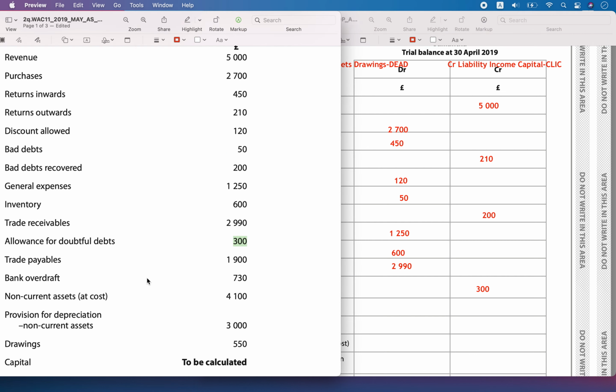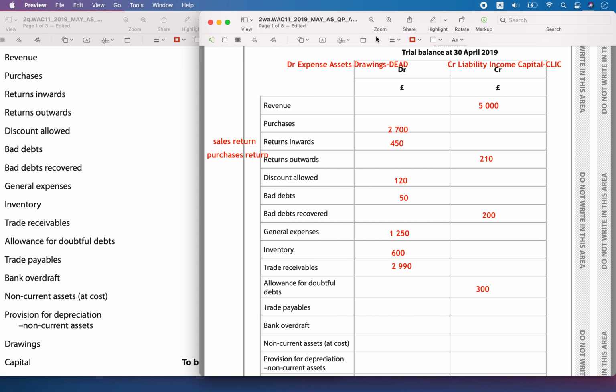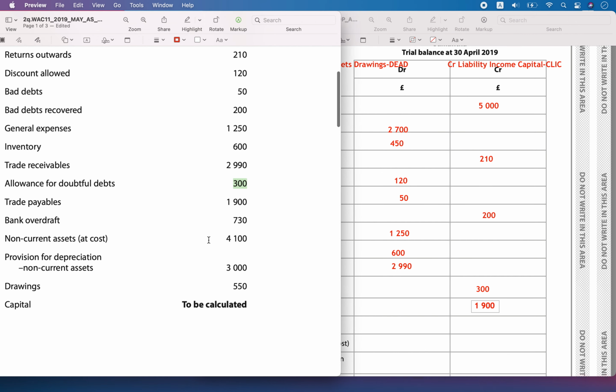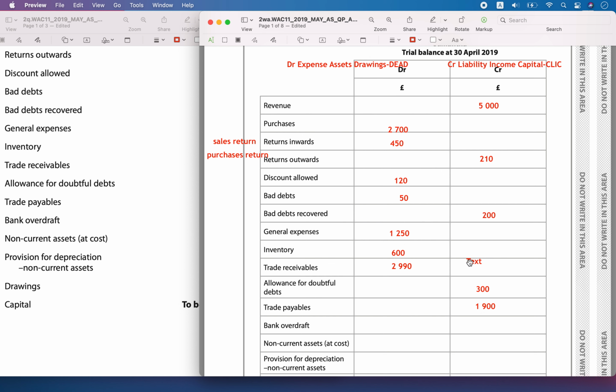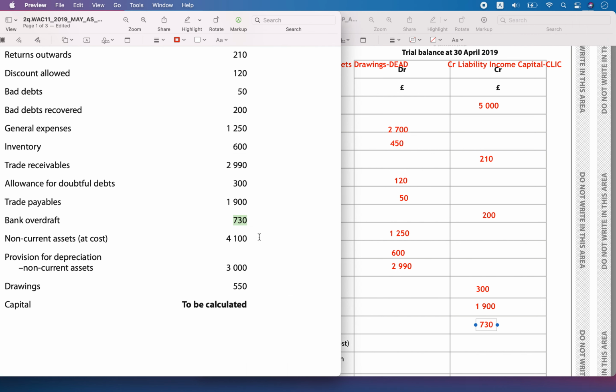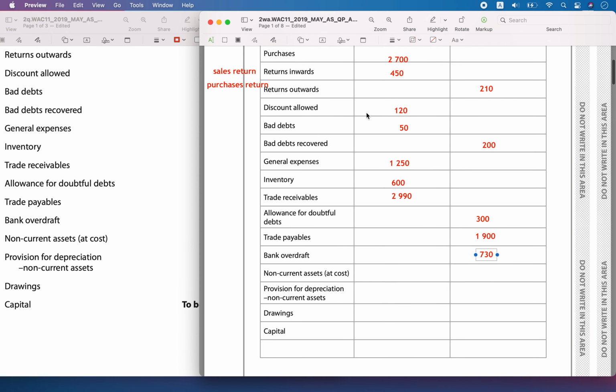Then trade payables. Trade payables is like a liability, you have to pay it, so it is going to appear on the credit side, 1900. Then bank overdraft is also a liability to the business. It is a current liability, so it is going to appear on the credit side. Then you have non-current asset at cost. Non-current asset at cost is an asset, so it is going to appear on the debit side.